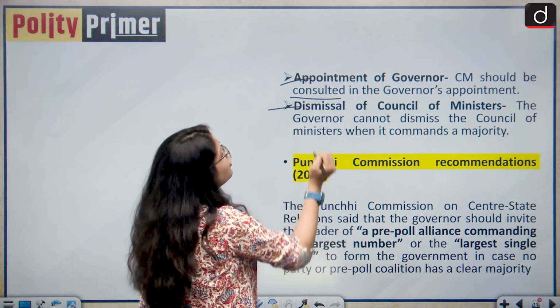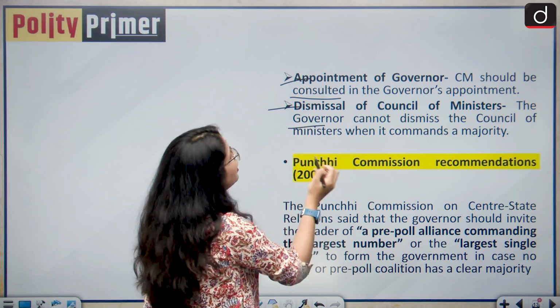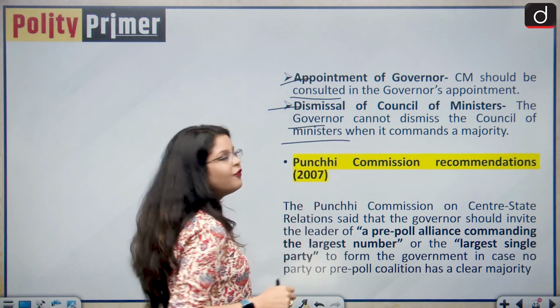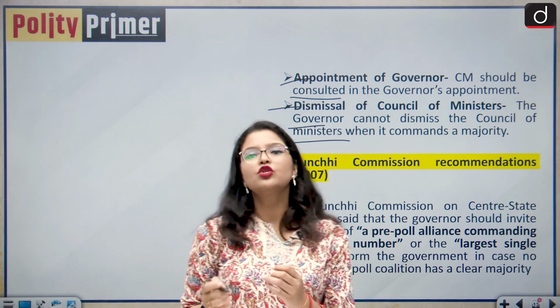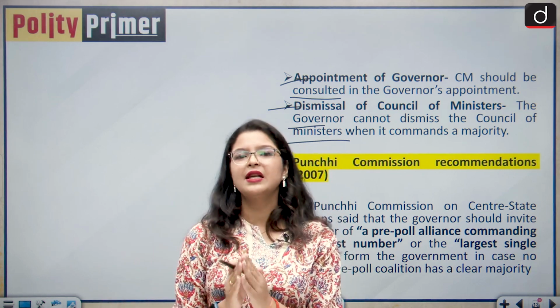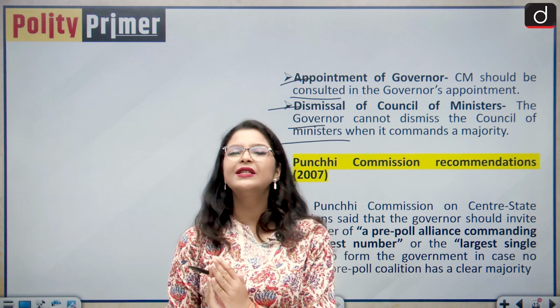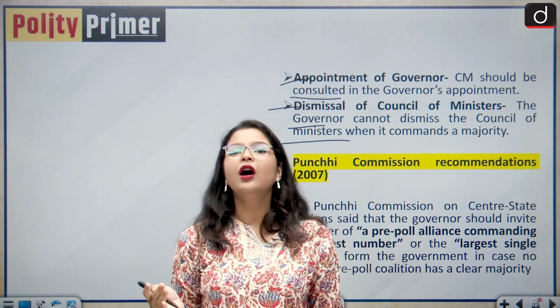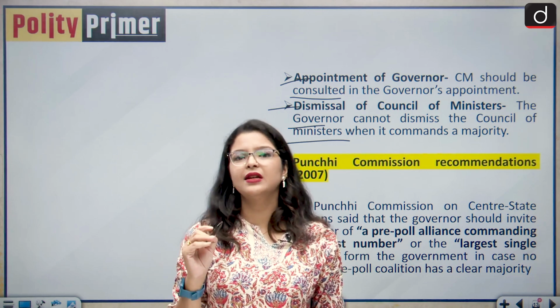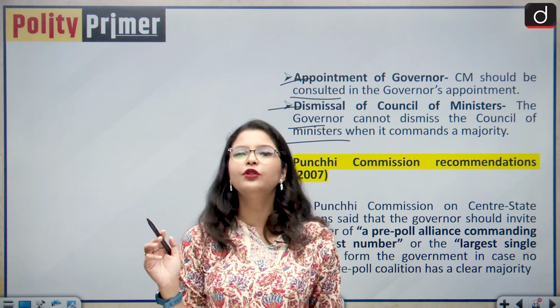Then, dismissal of Council of Ministers. The governor cannot dismiss the Council of Ministers when it commands a majority. So let me explain this by an example. The governor is empowered to dismiss the Council of Ministers when a no confidence motion is passed against the Council of Ministers on the floor of the House.